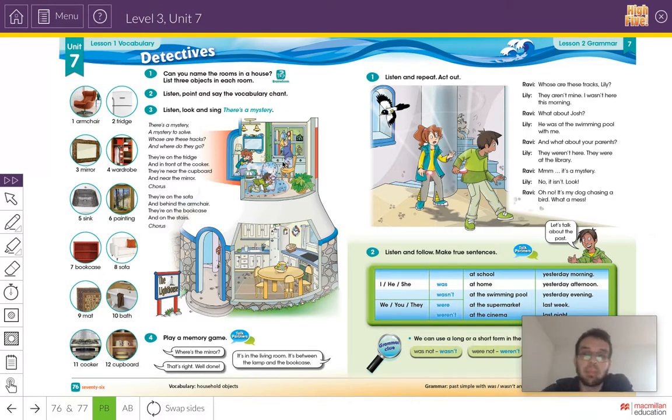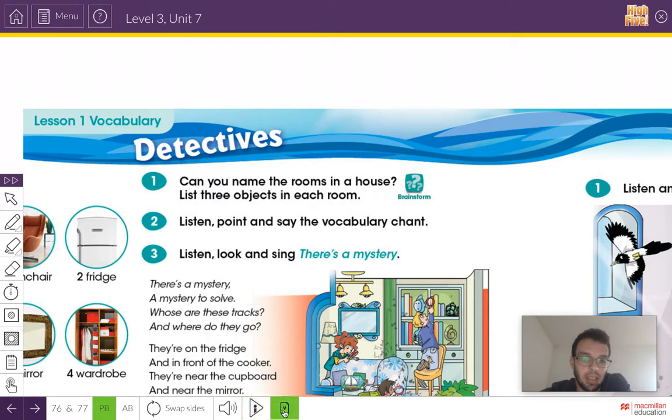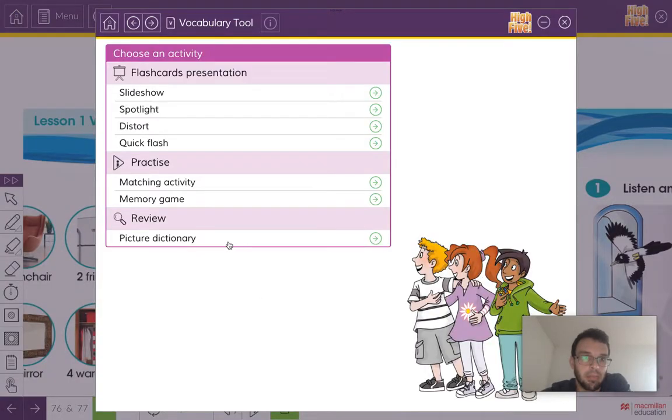Now before we start, can you remember the rooms in the house? Kitchen, living room. You remember? Well, we'll revise later on in the class. Now, what we're going to do is look at the different objects that we have in the house. Let's have a look.